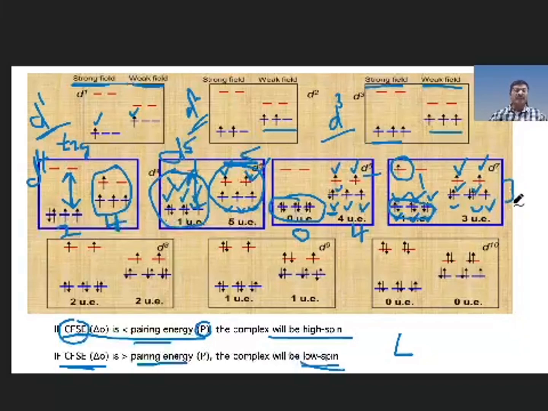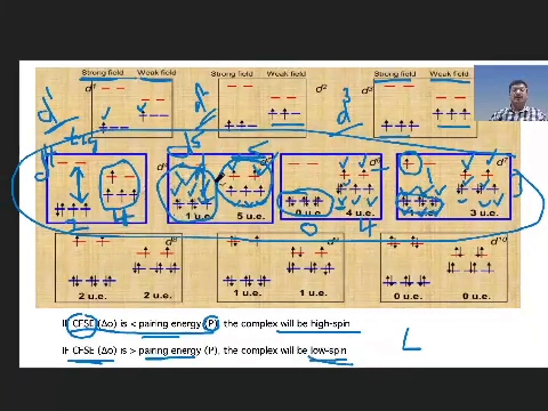That means when you come to these 4 electronic configurations, d4, d5, d6, d7, the number of unpaired electrons in the high spin compounds and low spin compounds is different.